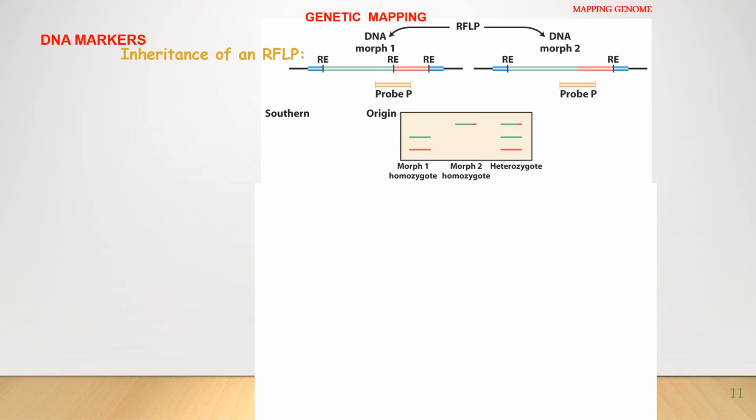Since morph 1 has two restriction sites for the given restriction enzyme, two bands are formed, which can be visualized by using the specific probe designed. In case of morph 2, the restriction site for the probe designed is missing and hence only a single band is visualized. In case of a heterozygote, we would observe three bands.